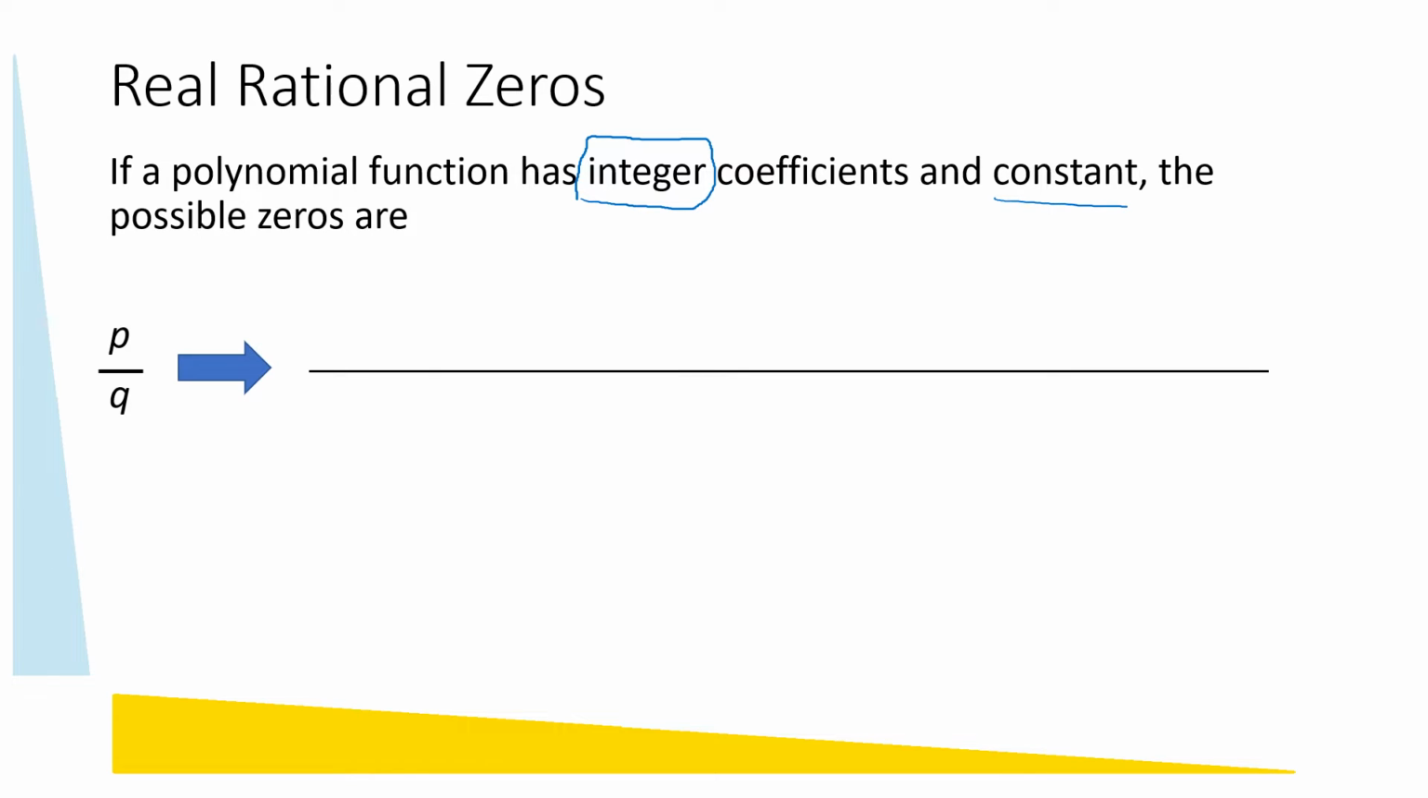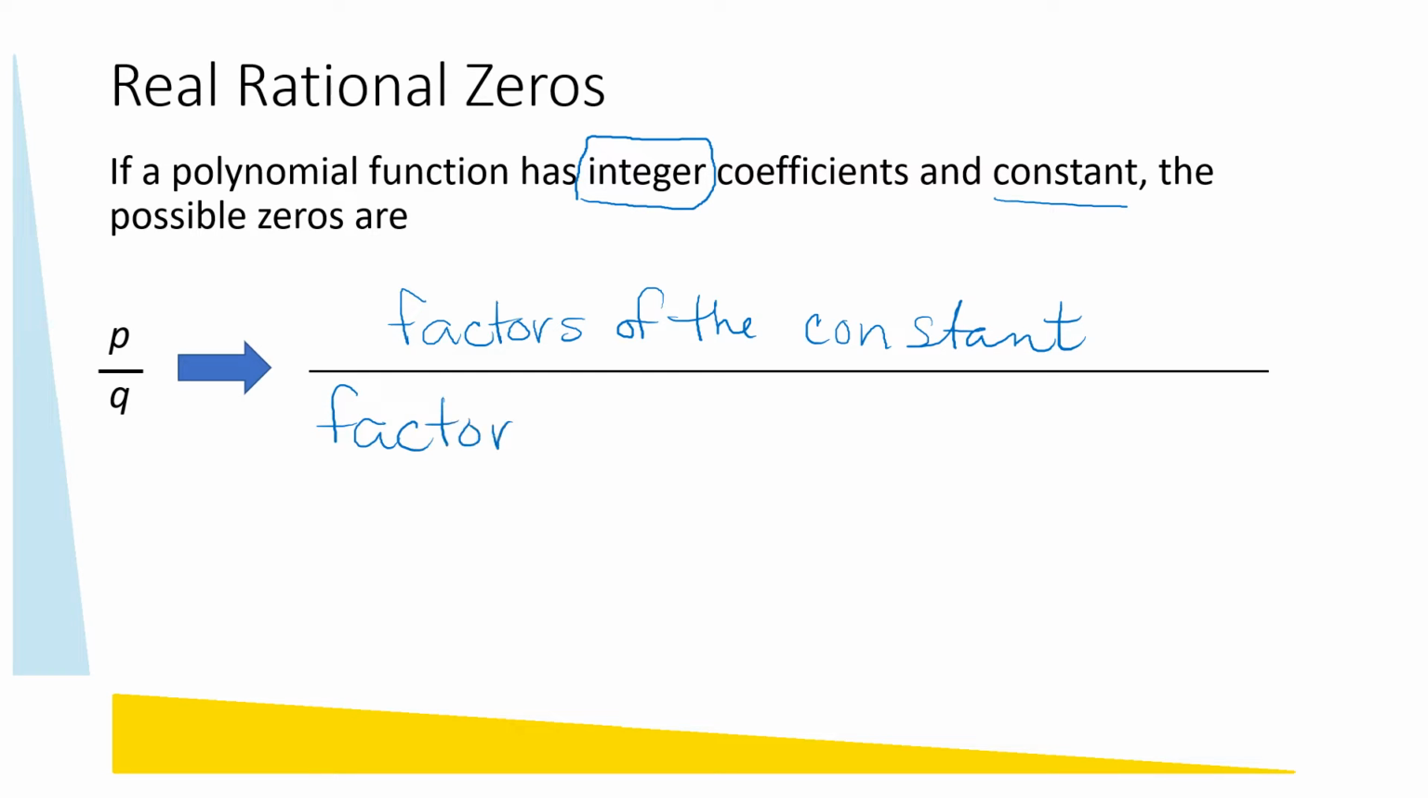So if a polynomial function has integer coefficients, and that's important that it's integers, and an integer constant, the possible zeros are going to be found by taking the factors of the constant and dividing that by the factors of the leading coefficient. So let's take a look at what that is going to entail.